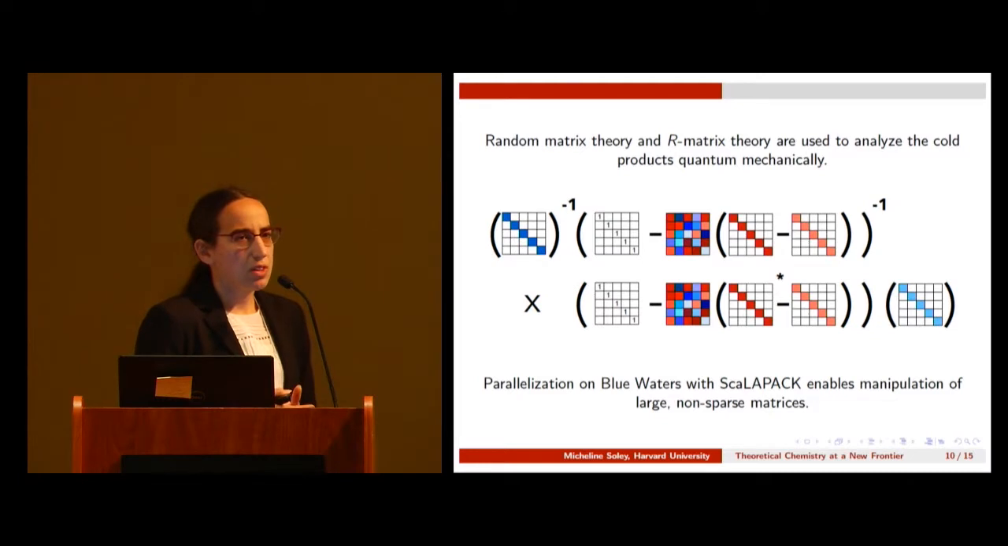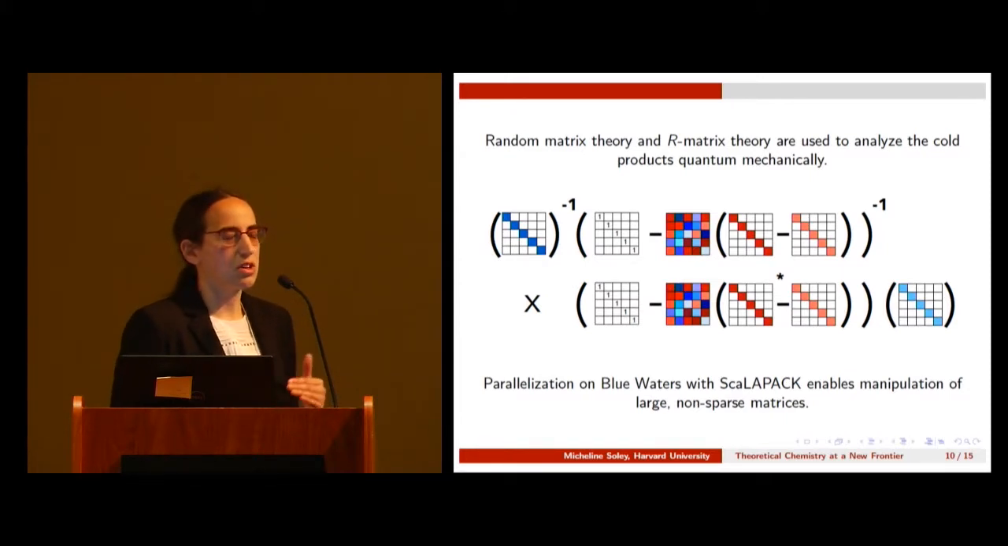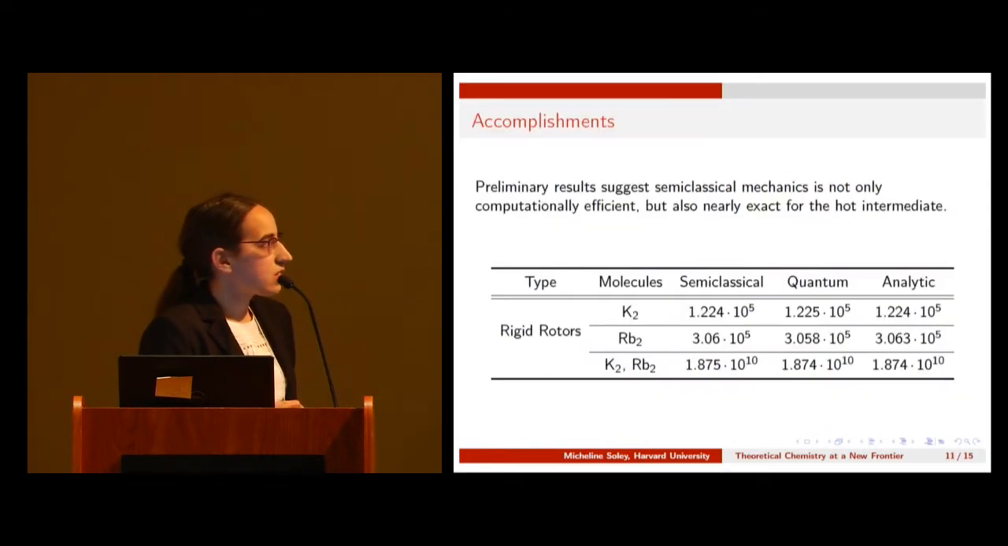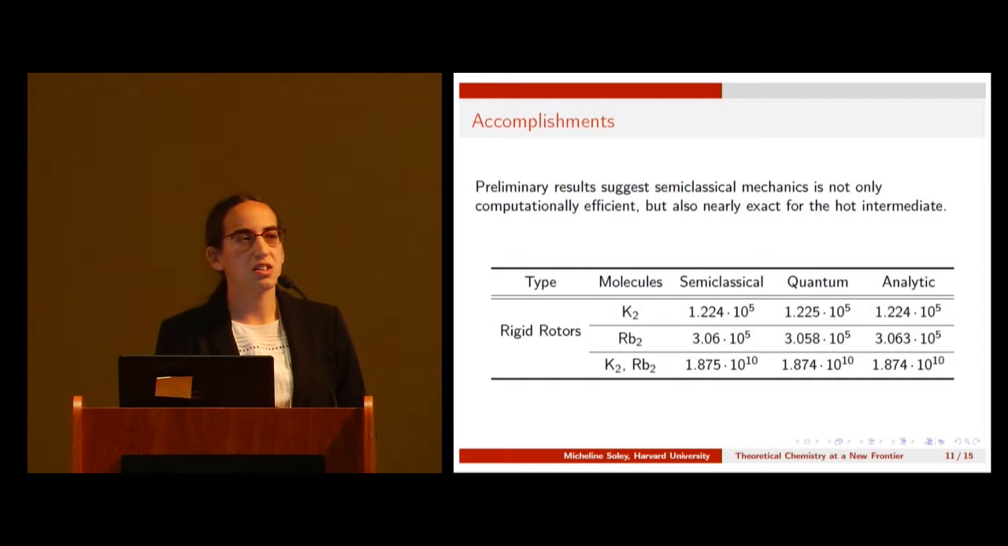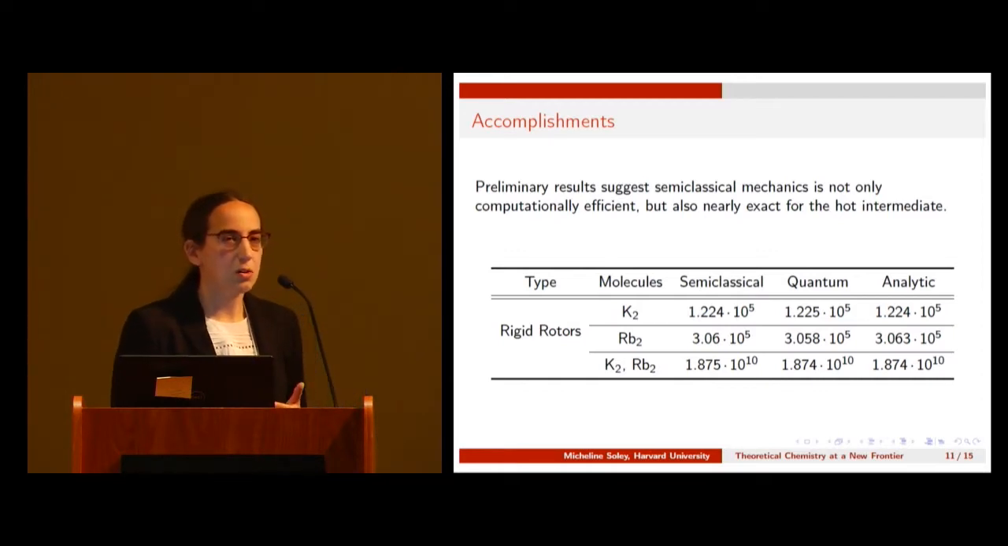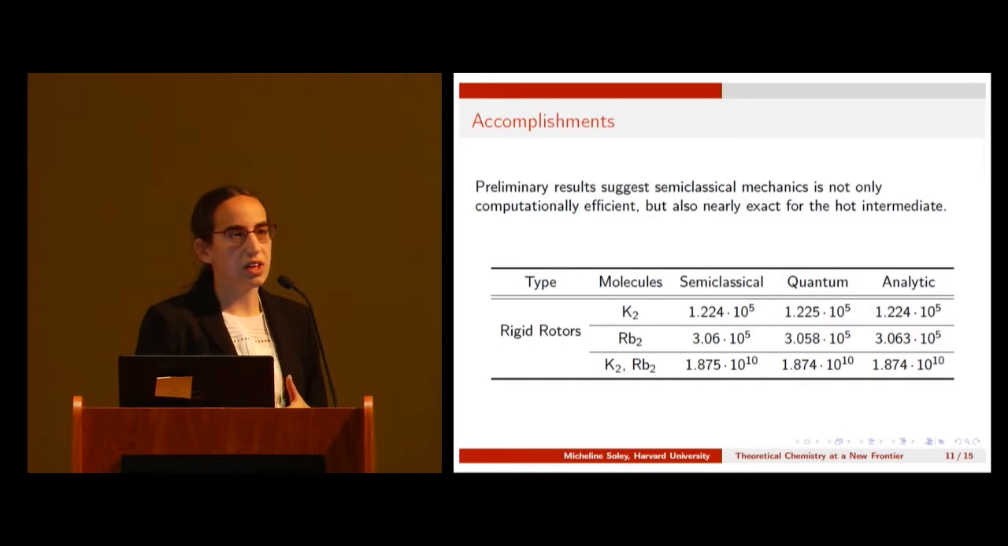But the problem with R matrix theory is that at times the bottleneck has been the inversion of the R matrix, because it can be a very large and non-sparse matrix. So Blue Waters is helpful for us in that as well, because it allows us to use parallelized matrix manipulation software like ScaLAPACK in order to do larger matrices than would otherwise be possible. So we've started already running this on Blue Waters, and it's shown that using semi-classical mechanics can give us a way to simulate what might not otherwise be simulatable in the hot region.